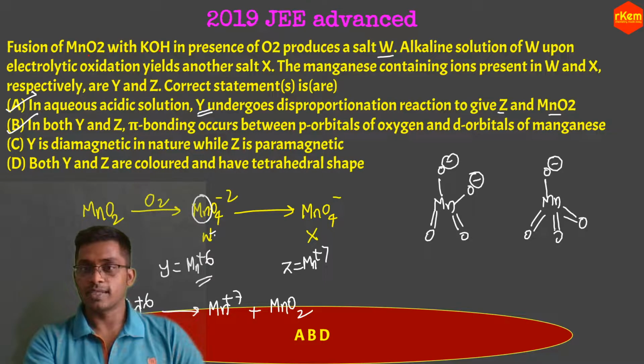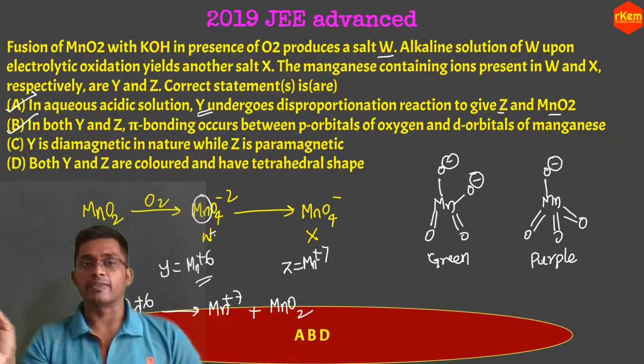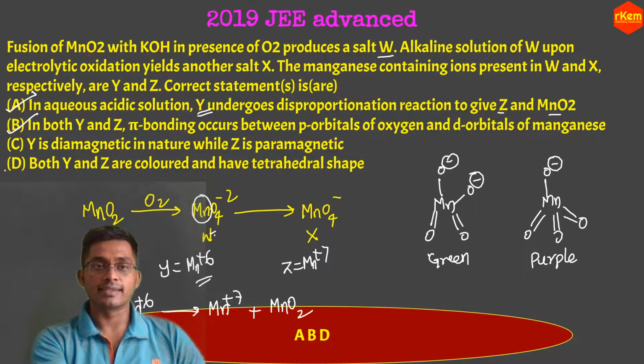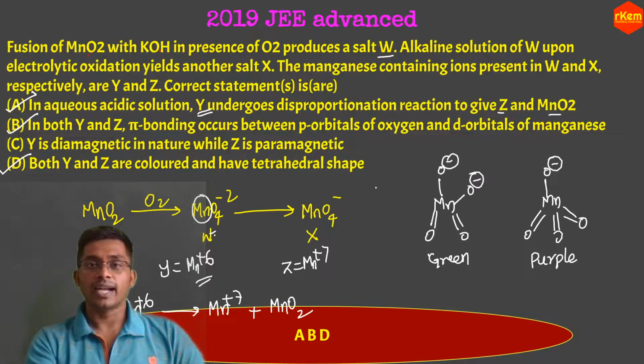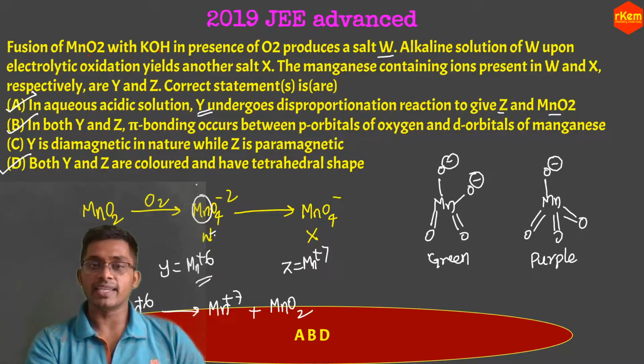Okay. So what is the geometry? Both are tetrahedral. This is green color. This is purple color. It is clearly given. Both are colored. So answers are A, B, D. And diamagnetic and paramagnetic nature is very easy to find out.